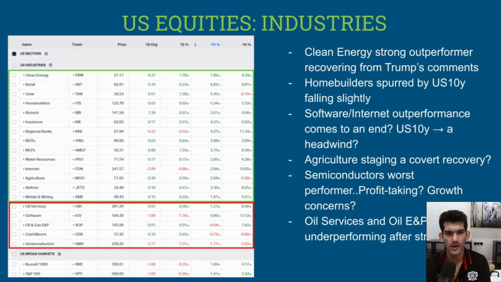I think we also could be on the verge of seeing agriculture staging a covert recovery. So keep an eye on this as we go into December, because the planting season or the crop application season is going to start very soon, and with that there's going to be a lot of focus on what farmers are doing with fertilizers and farming equipment, and that's going to give us a very good indication of what's going to happen within the agriculture space.